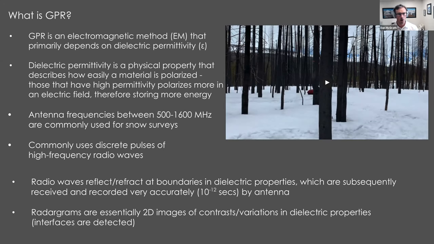In our GPR surveys, we've used antenna frequencies between 500 and 1600 megahertz. At the low end, 500 megahertz is most suitable for really thick snowpacks, say in coastal maritime Alaska, where you might have 5 or more meters of snow, versus in a continental climate here in Colorado, with say 2 meters of snow, we might use a 1600 megahertz antenna.